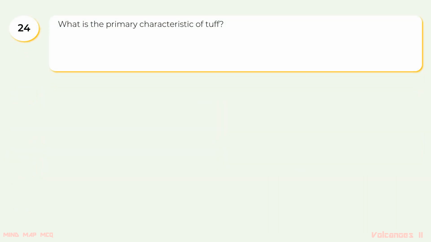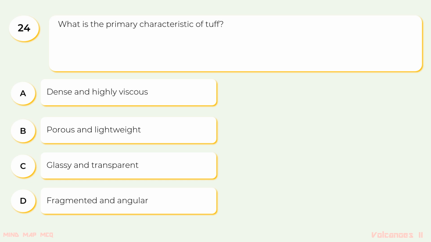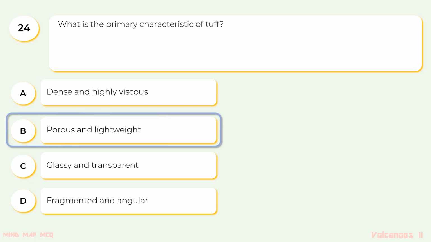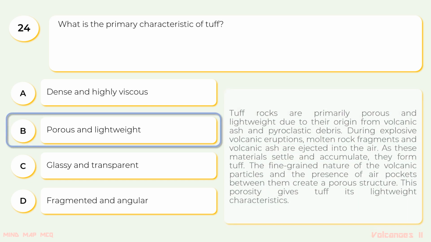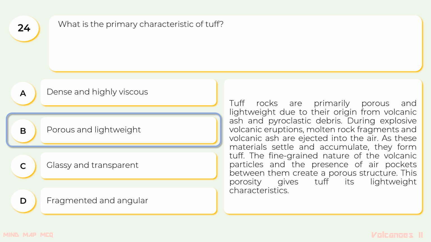24. What is the primary characteristic of tuff? A. dense and highly viscous, B. porous and lightweight, C. glassy and transparent, D. fragmented and angular. The correct option is B. porous and lightweight. Tuff rocks are primarily porous and lightweight due to their origin from volcanic ash and pyroclastic debris.